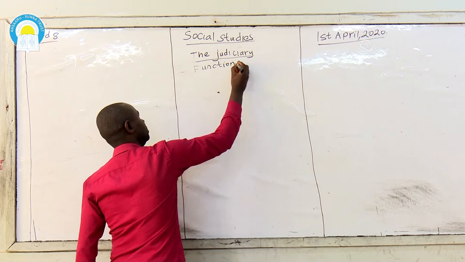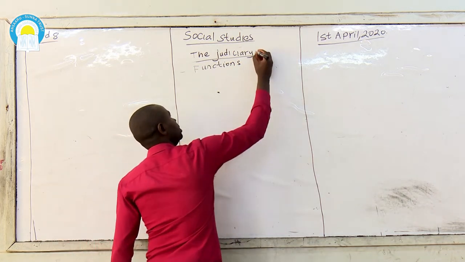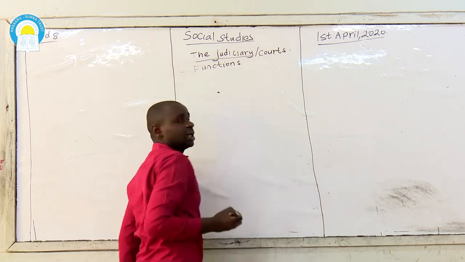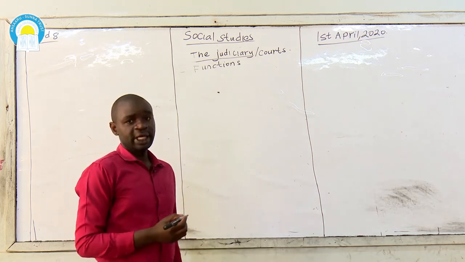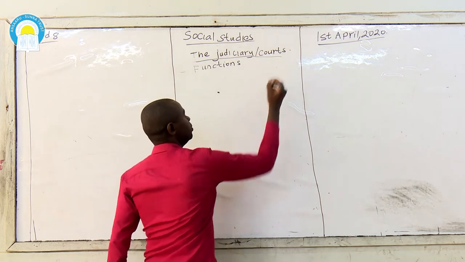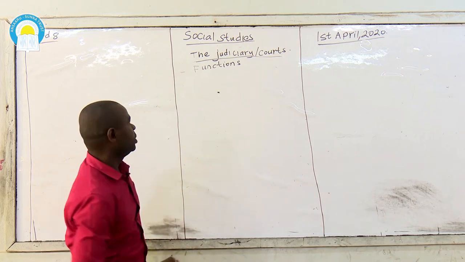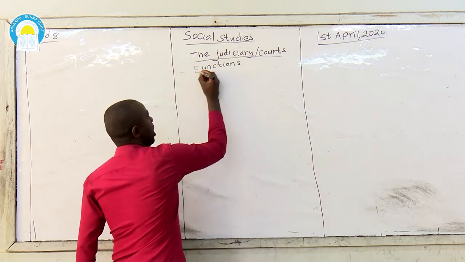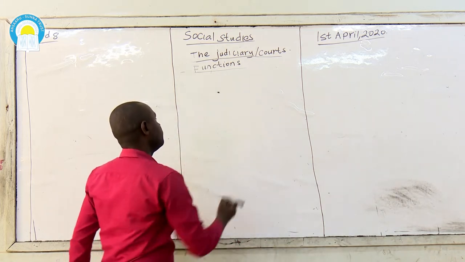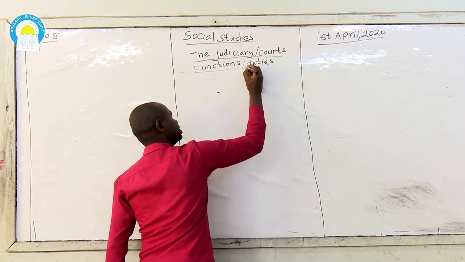of the judiciary. And remember, in the beginning I said that the judiciary is also referred to as the courts. The judiciary is not there when we don't have the court. So on that note, mainly we shall be talking about the courts, or rather the court system in Kenya. So number one, under the judiciary, we shall talk about the functions. Remember I said the functions are also called the duties.